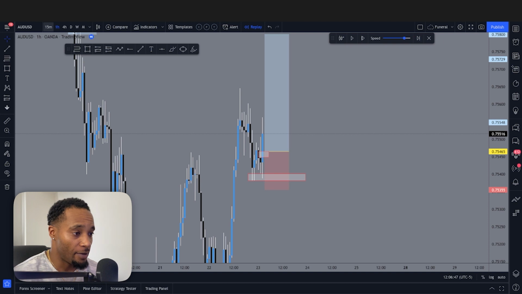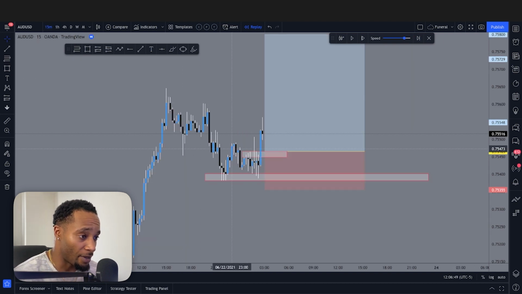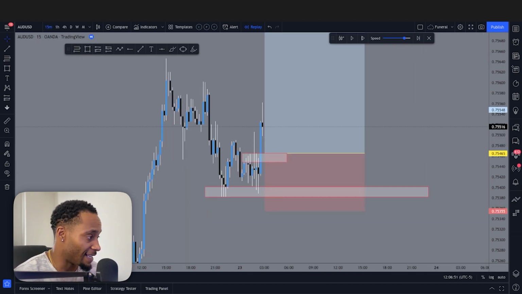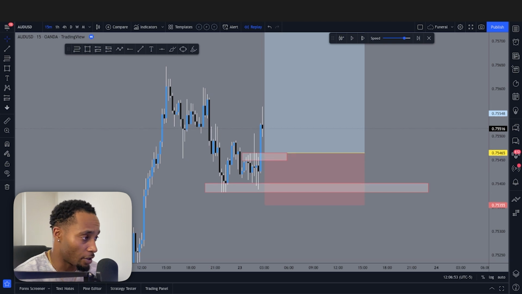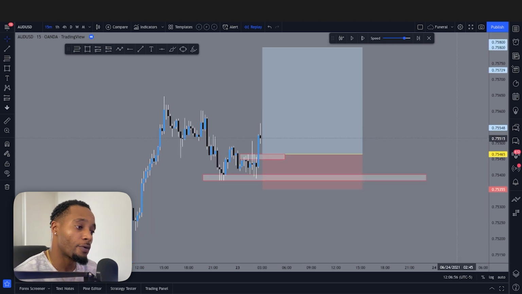So dropping down on the 15 minute. Now that we've gotten our hour in alignment, we want to make sure that our 15 minute is in alignment, and I want to make sure that I have a proper risk to reward with a good trade setup.